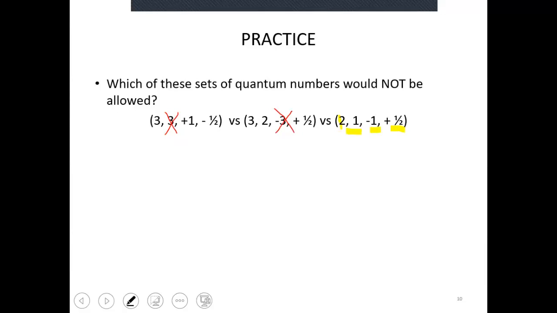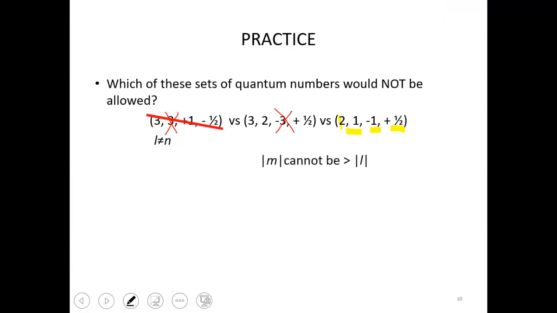Okay, so hopefully that's a little practice there. So again, in this case, L cannot be same as N. In this case, the absolute value of M cannot be greater than the absolute value of L. So we made that. So the third one is the only one that would be allowed here.